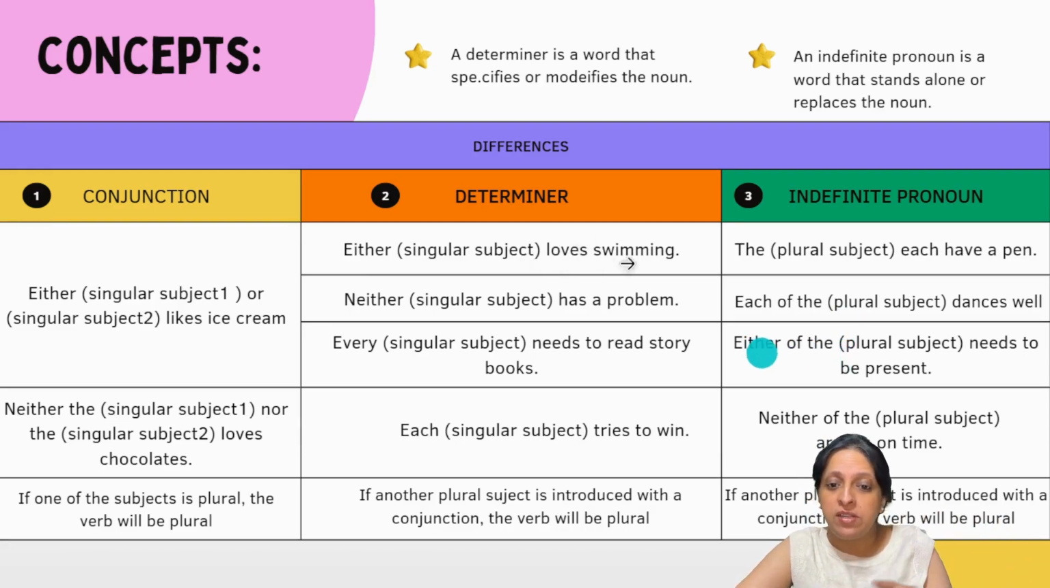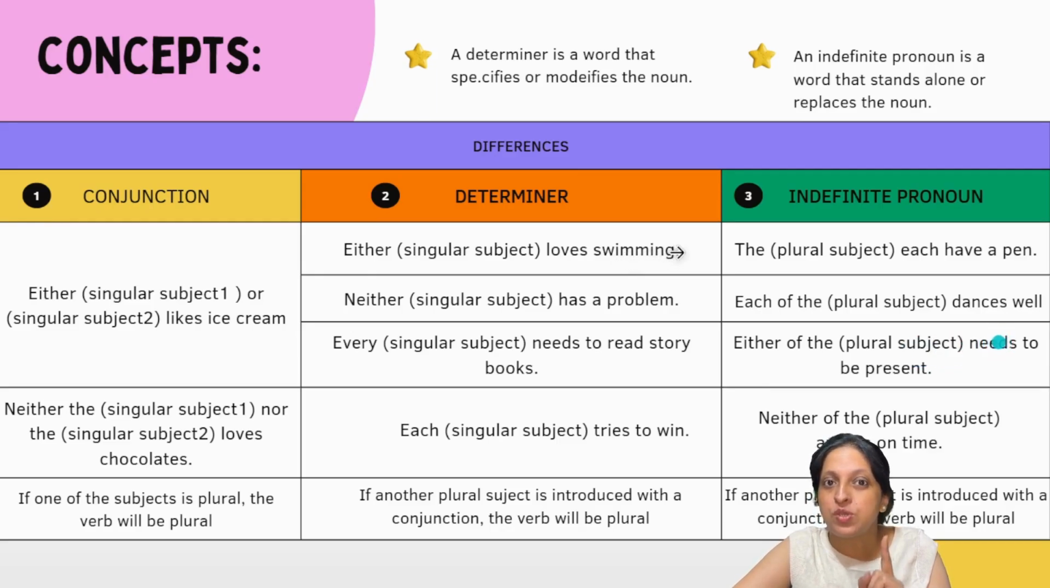Next, we can have a sentence like this. Each, then of the, and then one plural subject. So of the and the plural subject becomes a prepositional phrase here. So in this sentence, each of the any plural subject, for example, girls, each of the girls, mind you, we are using girls. This is a plural subject.